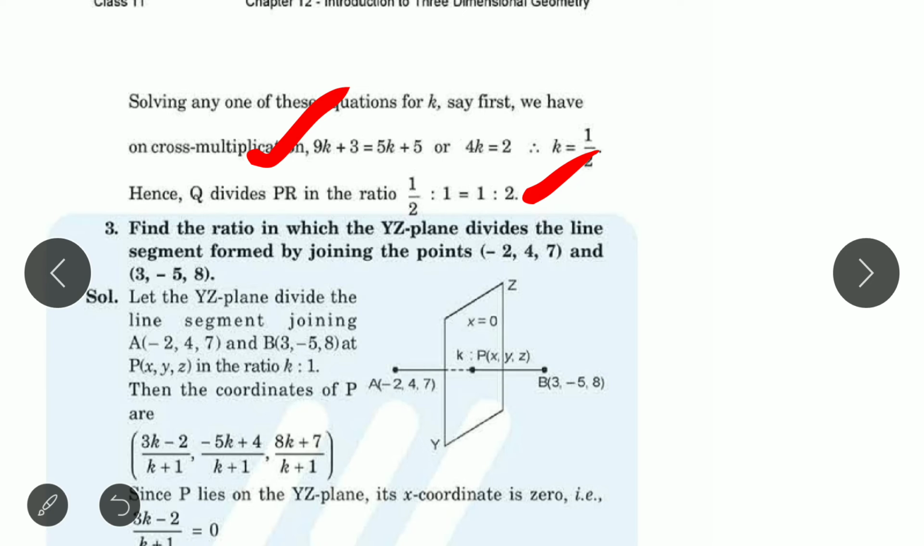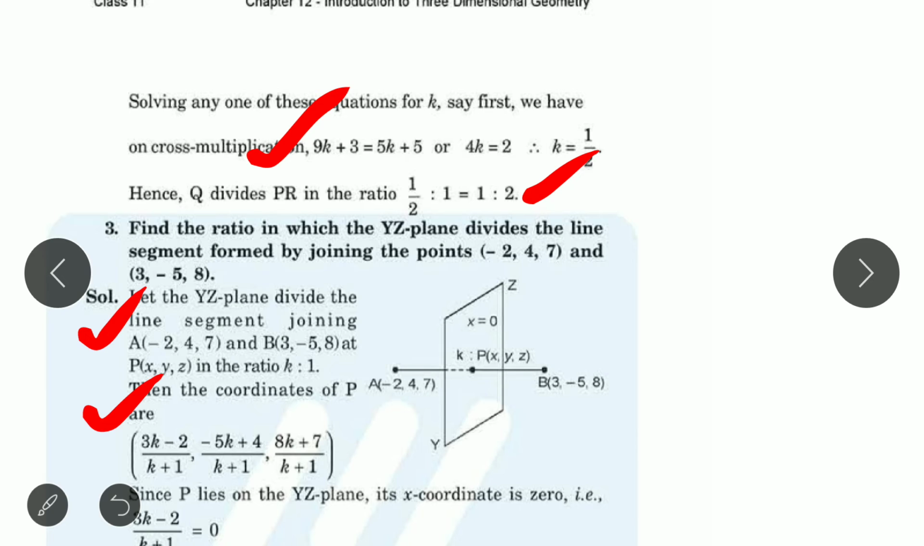So let us begin with the introduction. Let the YZ plane divide the line segment joining the 2 points A and B at the point P(x, y, z) in the ratio k:1. I told you, unknown ratio: whenever there is an unknown ratio, consider it as k:1. Then we find the coordinates of P using the internal division formula. After using the internal division formula, we have (3k-2)/(k+1), (-5k+4)/(k+1), (8k+7)/(k+1).